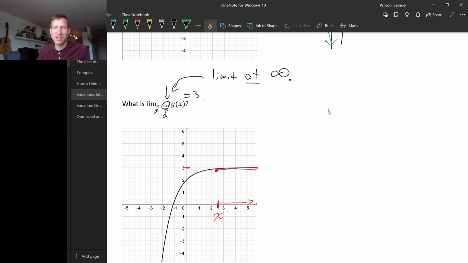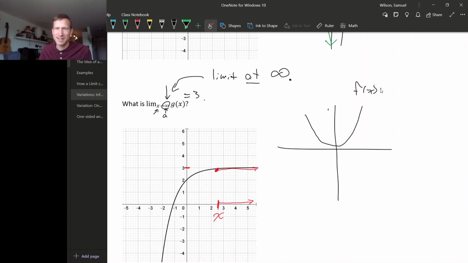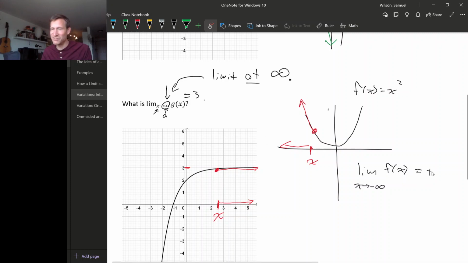Another variation on this same idea is we could have something like, how about just x squared. We could ask, what is the limit as x goes to minus infinity of f of x? Well, we can't approach minus infinity from below, so we have to approach it from above. So let's put our x value here somewhere, and then slide x out towards negative infinity. What happens to the corresponding point on the graph? Well, it just keeps going up and up and up, and so this limit ought to be plus infinity. So here's a limit at minus infinity that is an infinite limit.